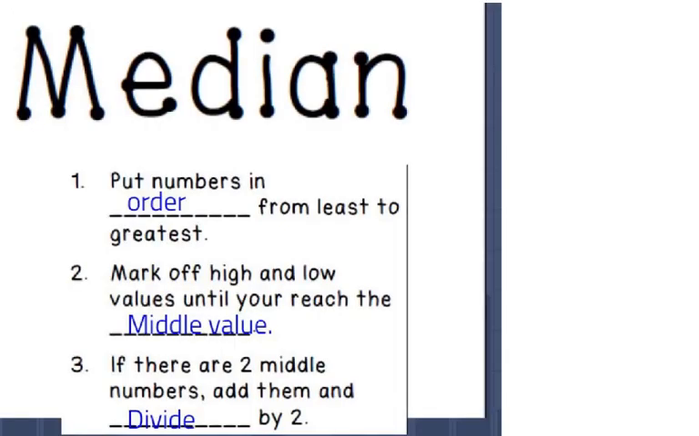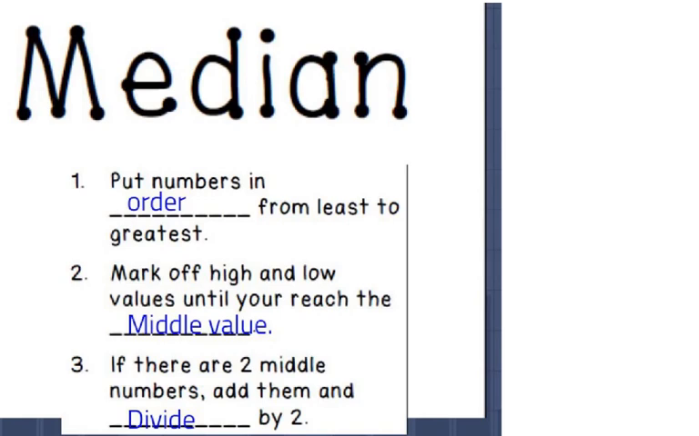Okay, the next measure of center I want to talk about is called median. In order to find the median of a data set, we want to put the numbers in order from least to greatest. We want to mark off the high and low values until we reach the middle value. And if there are 2 numbers, we're going to add those together and divide by 2, okay?